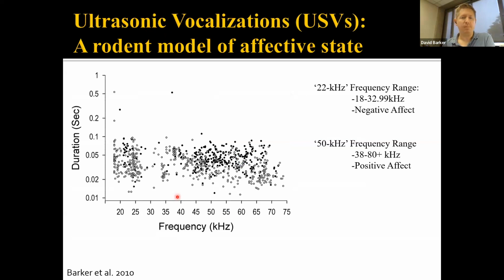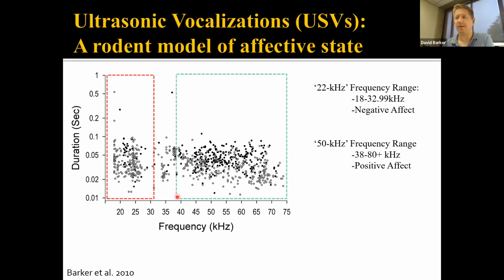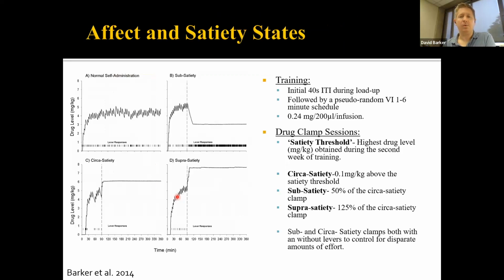Kind of preaching to the choir here by discussing the different characteristics, but in rats, this is such a beautiful system because we have these negative affective vocalizations down in the 22 kilohertz range and a positive affect in the 50 kilohertz range. And so what we decided to do was to take animals and really manipulate drug level and use it as a variable to see how it changes affective states.